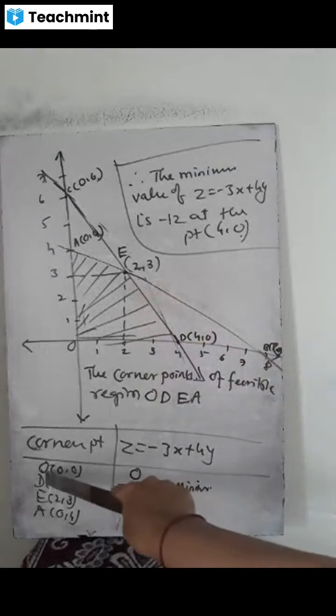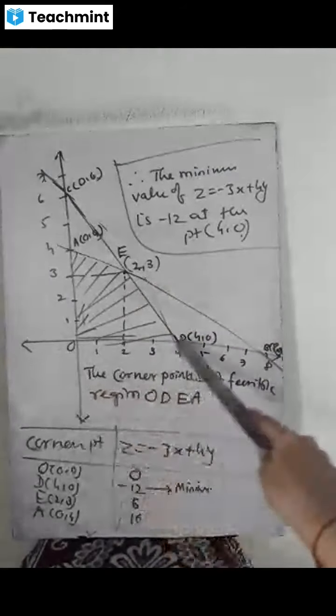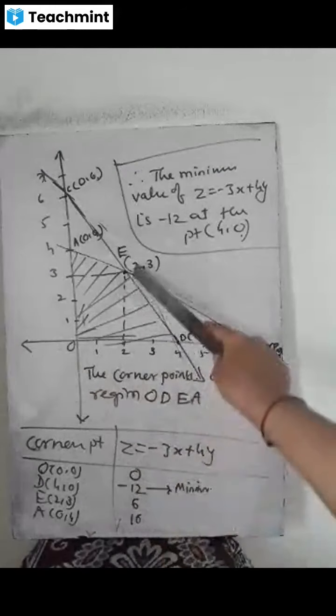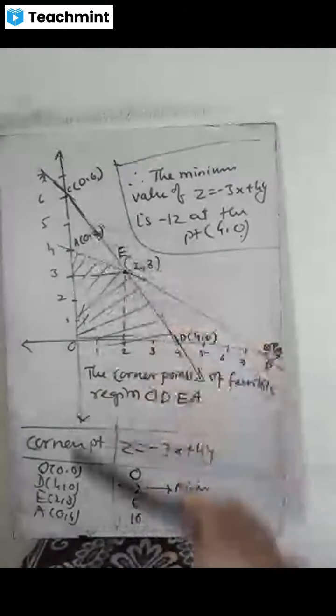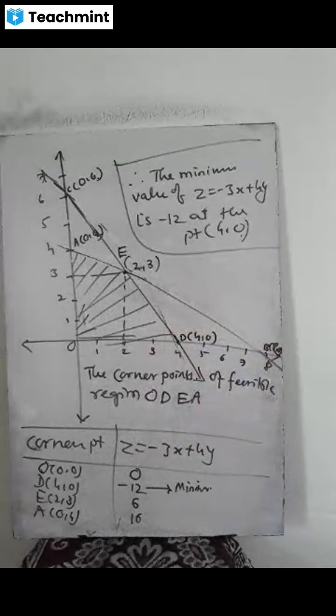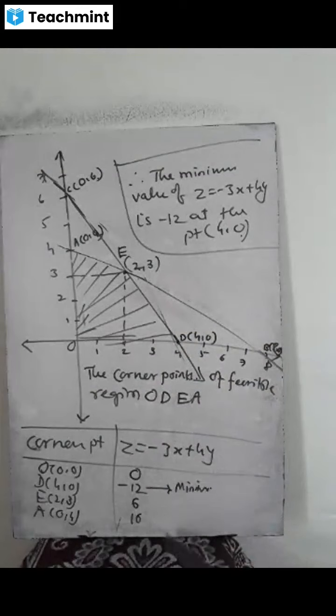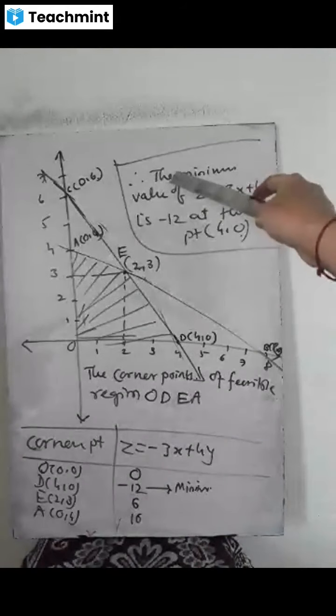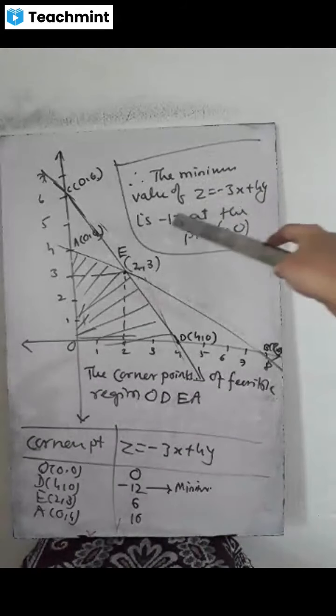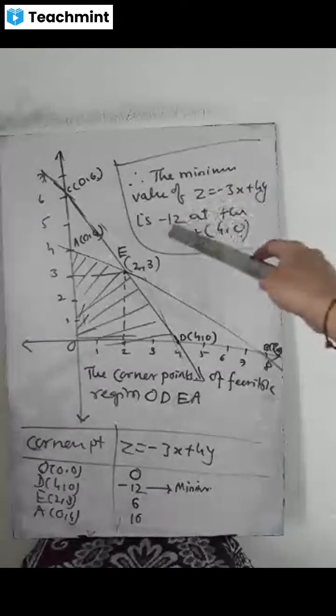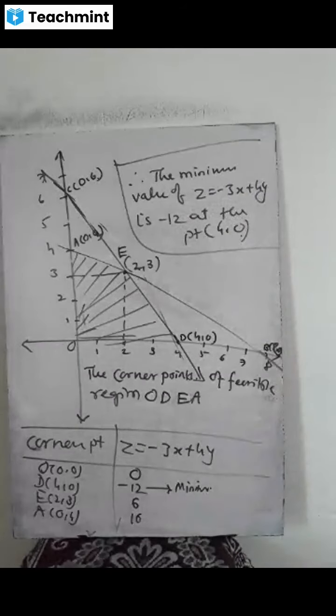We will plot the corner points O(0, 0), D(4, 0), E(2, 3), A(0, 4), and for every point we will find the corresponding values of z, that is 0, -12, -6 and 16. Which one is the minimum, because we want z minimum? Here we get the value -12 as the minimum. So the answer is: the minimum value of z is -12 at the point (4, 0).